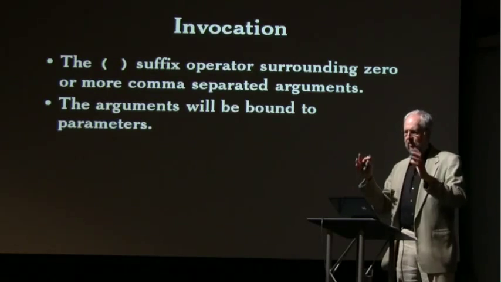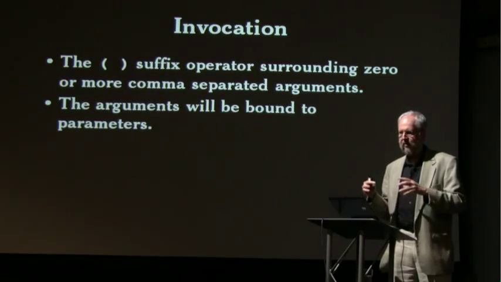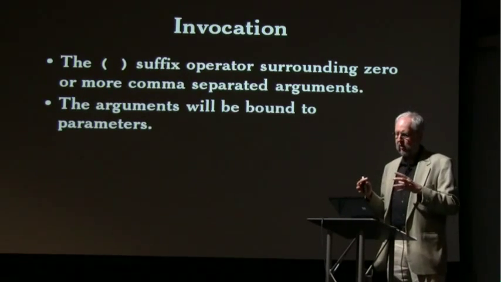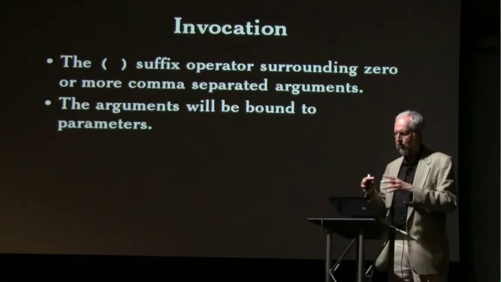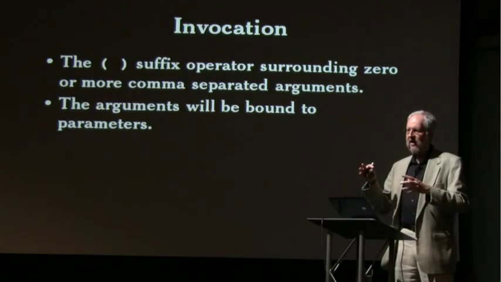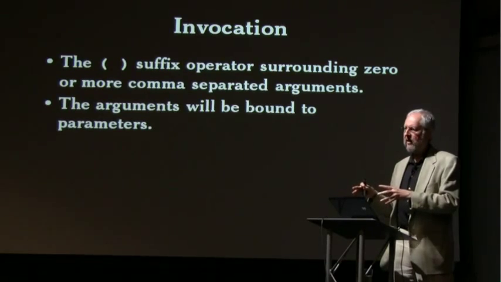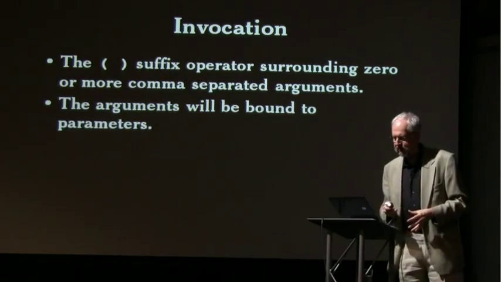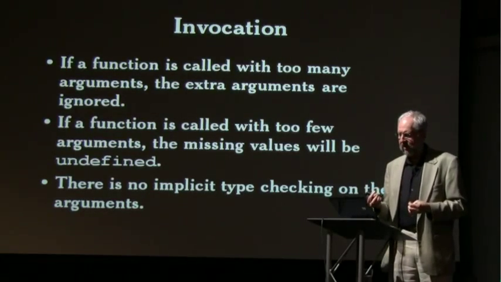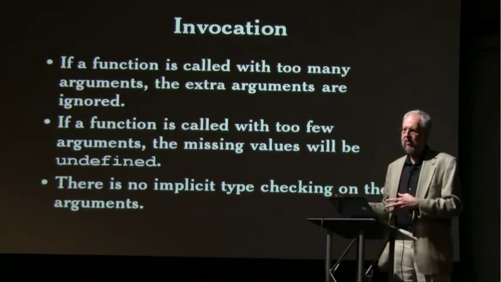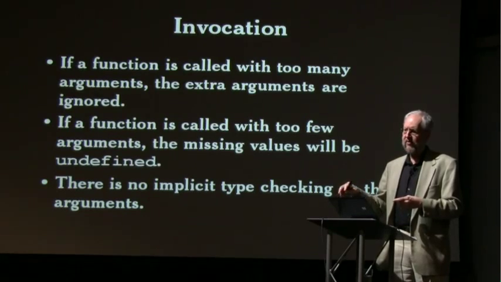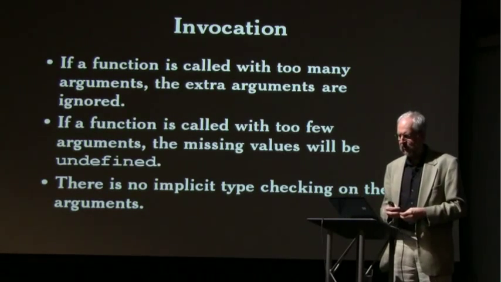We have the parens suffix operator, which is used for invoking or calling or executing a function. It surrounds 0 or more comma-separated expressions, which will become the arguments of the function. And those arguments will be bound to the parameters of the function. If a function is called with too many arguments, the extra arguments are ignored. You don't get an error for that. They're just ignored, but they'll still go into the arguments array.